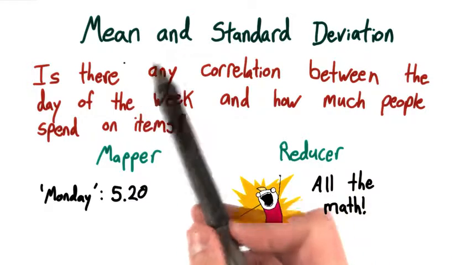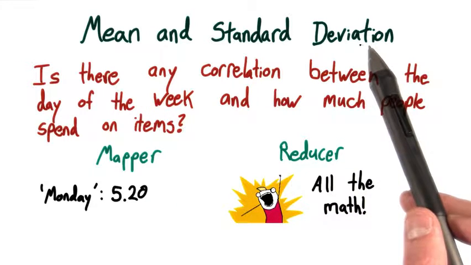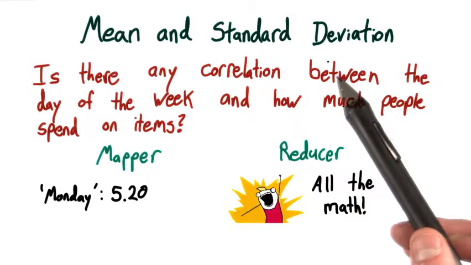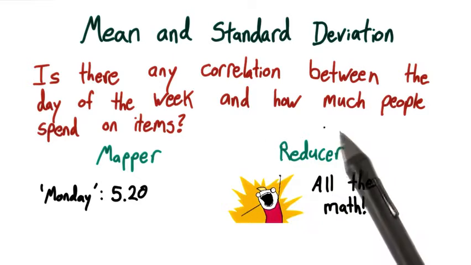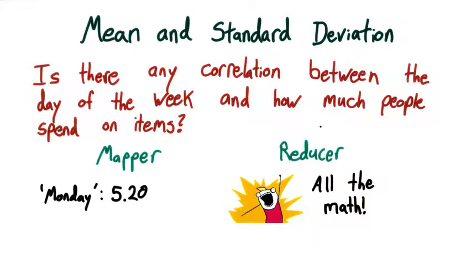So why don't you go ahead and calculate the mean and standard deviation for sales for each day of the week, to help us try to answer this question: is there any correlation between the day of the week and how much people spend?